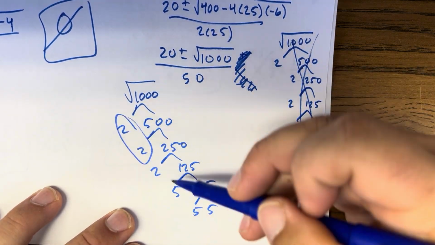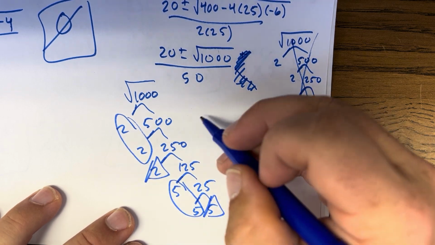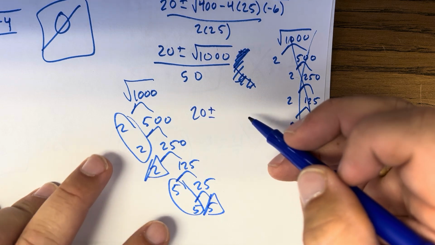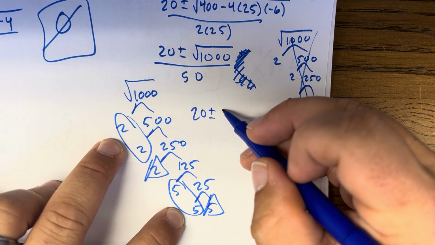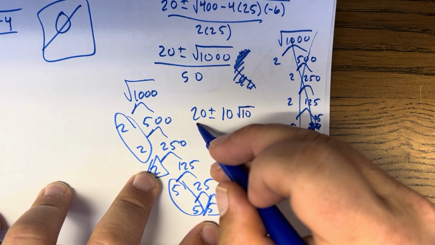So we got a pair of 2s, a pair of 5s, and we have a 2 and a 5 left over. So 20 plus or minus 2 and 5 together make 10. 2 times 5 is 10. Square root of 2 and 5 again make 10, over 50.